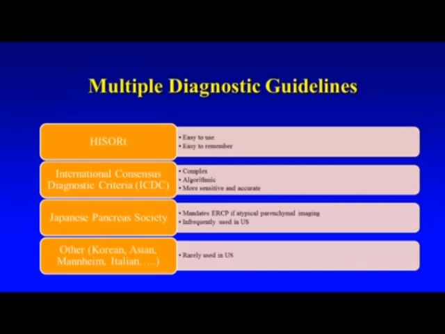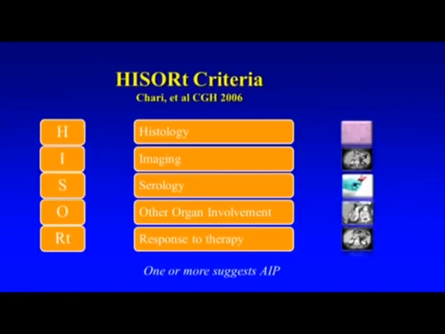There are other diagnostic guidelines available. That by the JPS is not frequently used in the US because it mandates the use of ERCP, which is really frowned upon in most American centers.